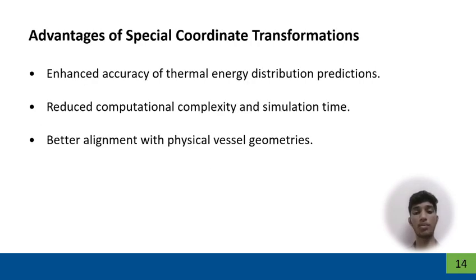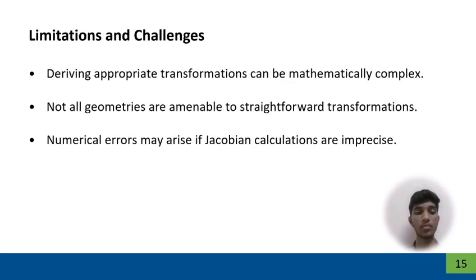Advantages of special coordinate transformations: enhanced accuracy of thermal energy distribution predictions, reduced computational complexity and simulation time, and better alignment with physical vessel geometries. Limitations and challenges: deriving appropriate transformations can be mathematically complex. Not all geometries are amenable to straightforward transformations. Numerical errors may arise if Jacobian calculations are imprecise.